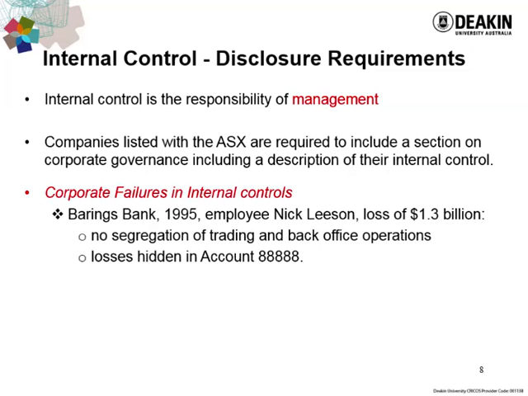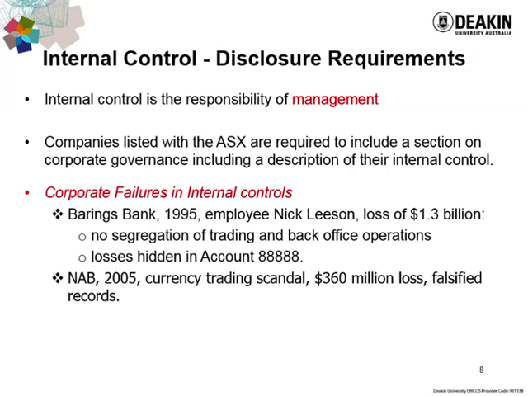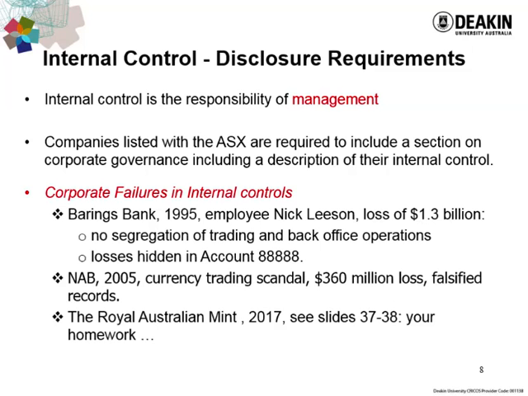88888. And other examples include NAB 2005 currency trading scandal, which has caused $360 million of losses by one of the employees who falsified the records. And have a look at the Royal Australian Mint, which is your homework for this topic, where the case was presented in the last few slides.